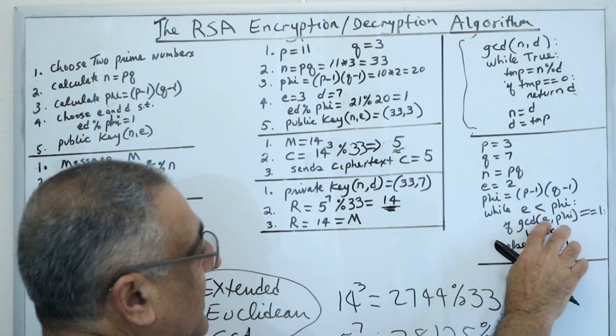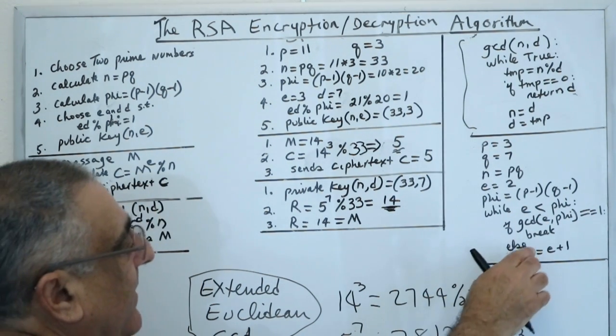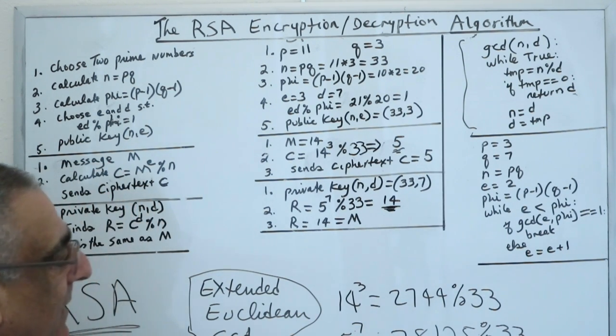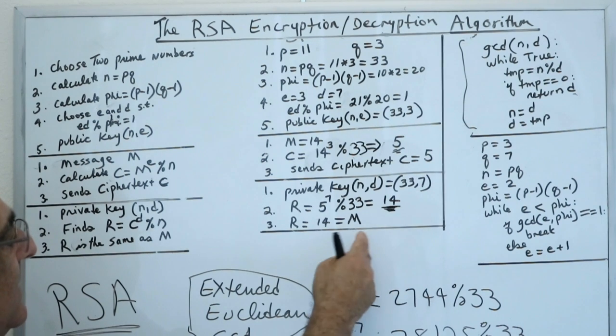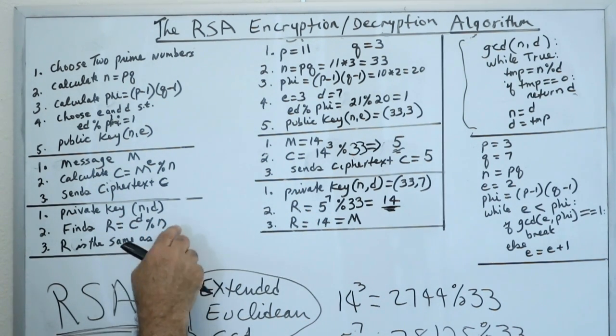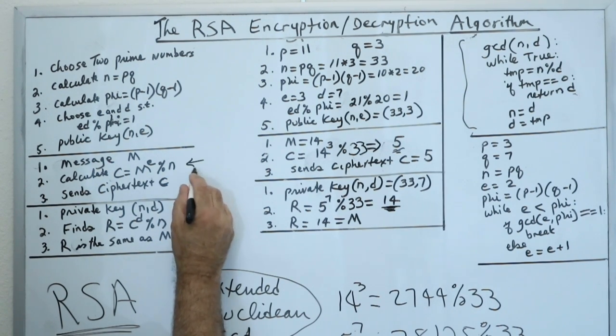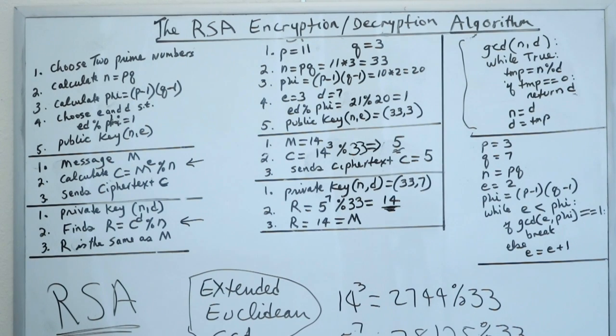Call the GCD function, pass e and phi. Check if it's equal to 1. Eventually, it will break. So now I have the values for e and d. And I could go back here and basically apply these two steps, how to do the encryption and how to do the decryption. I left that out in the code, but that's a matter of just a simple substitution. So Bob gets the message, and it gets decrypted back to 14, the original message.